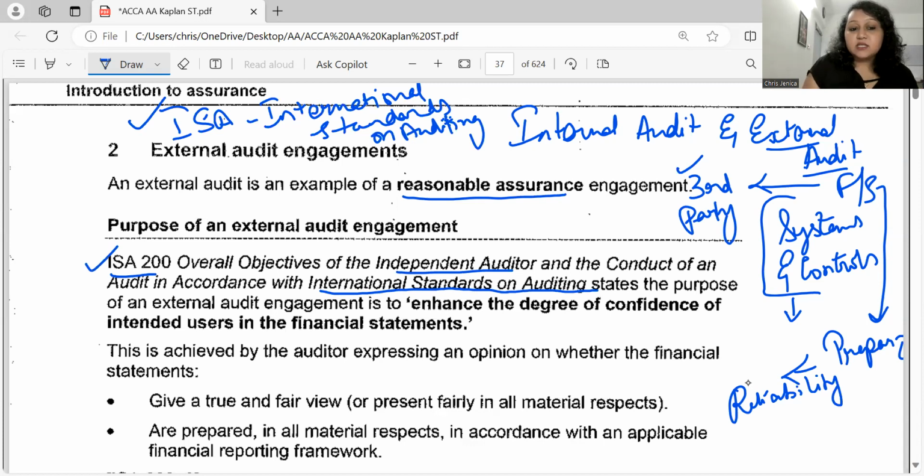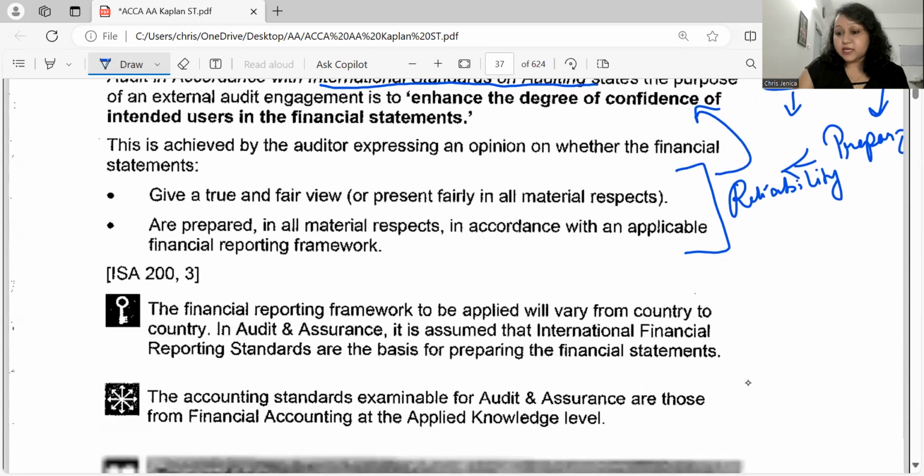The purpose of this ISA 200 is to enhance the degree of confidence of the intended users of the financial statements. Basically, what we were discussing so far, we are going to provide an opinion on the truth and fairness of the financial statements, based on certain criteria, like whether it has been prepared based on the IFRS criteria, the financial reporting framework. Yes, this is going to be governed by ISA 200. So that is the purpose of having ISA 200.